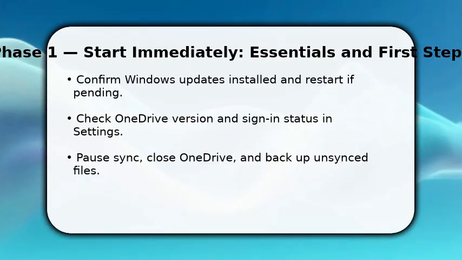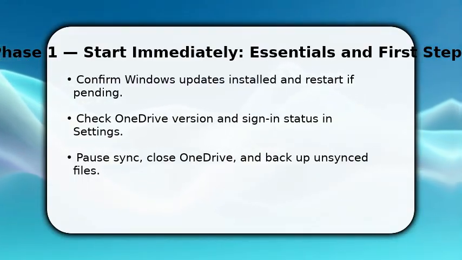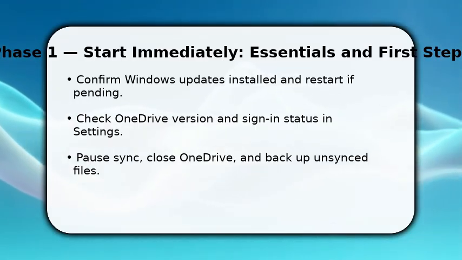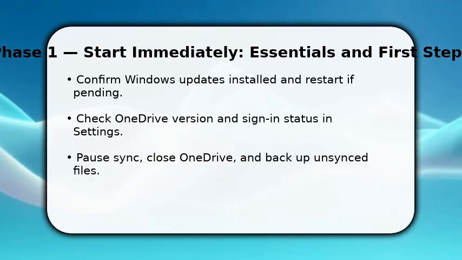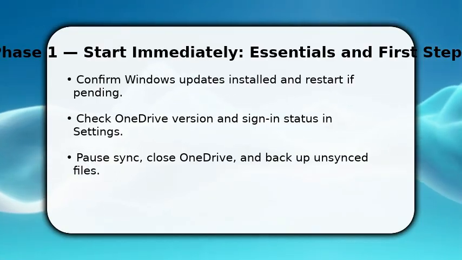You'll start by ensuring the basics are ready. Windows updates installed, enough disk space, and your Microsoft account credentials at hand. Once confirmed, open OneDrive settings and note the account and version. This helps diagnose mismatches. Pause sync to prevent conflicts, then exit the OneDrive app so files won't change during fixes.